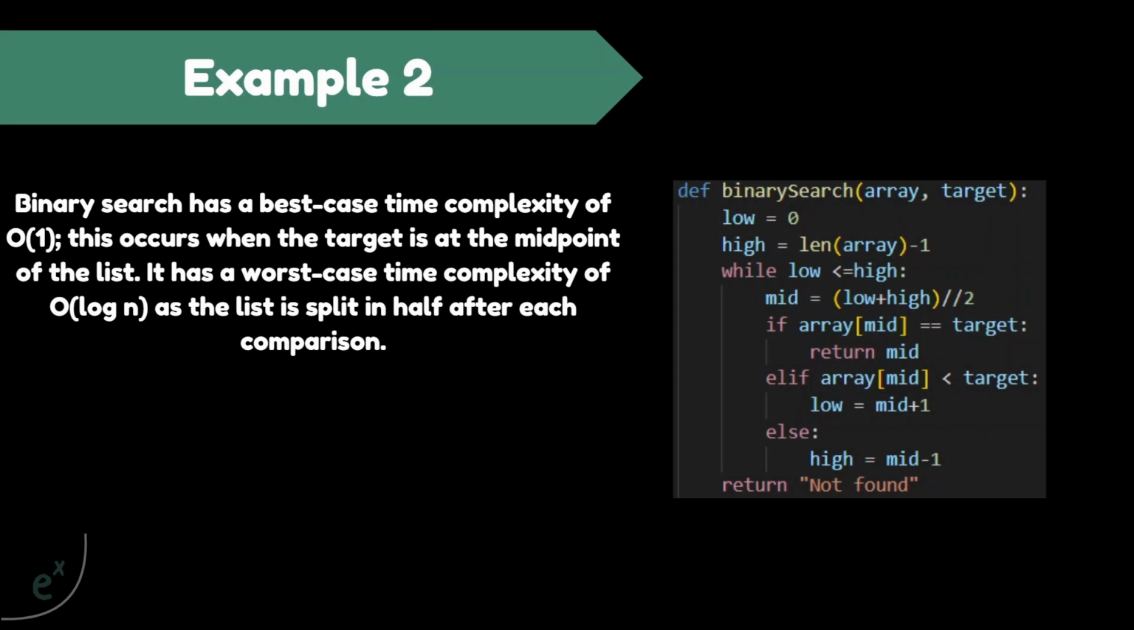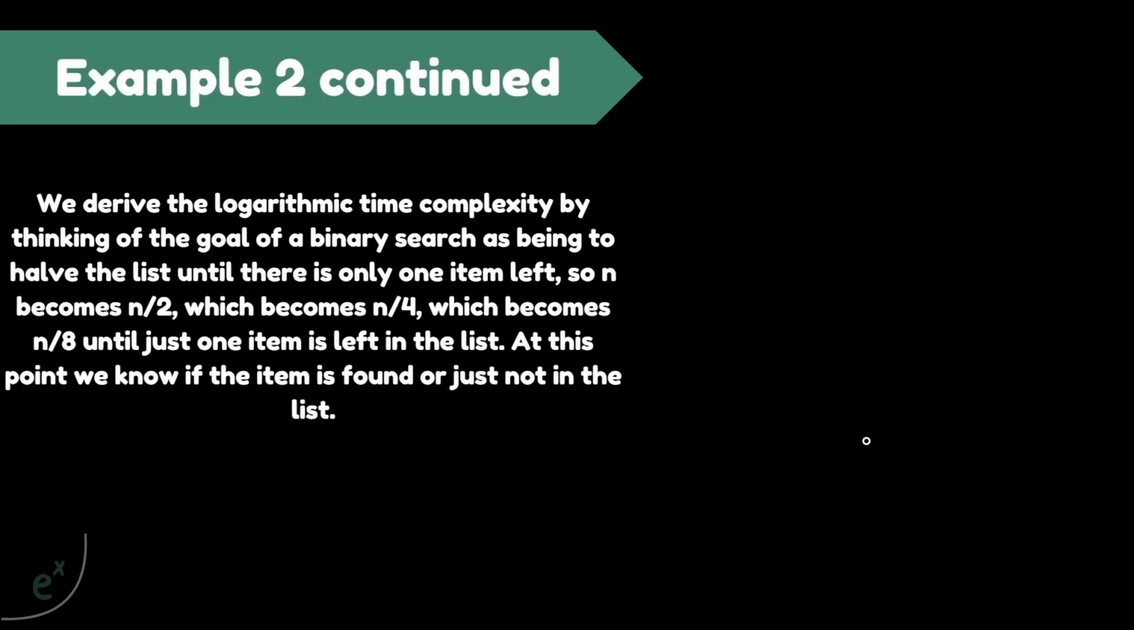Binary search has a best case time complexity of O of 1. This occurs when the target is at the midpoint of the list and so is found straight away. It has a worst case time complexity of O of log n, as the list is split in half after each comparison. We derive the logarithmic time complexity by thinking of the goal of a binary search as being to halve the list until there is only one item left. So n becomes n over 2, which becomes n over 4, which becomes n over 8, until just one item is left in the list. At this point we know if the item is found or just not in the list.